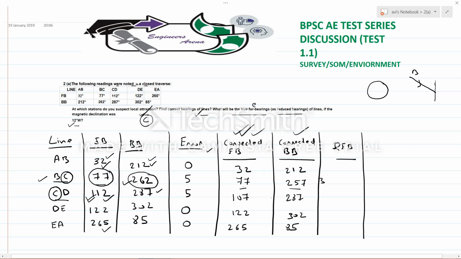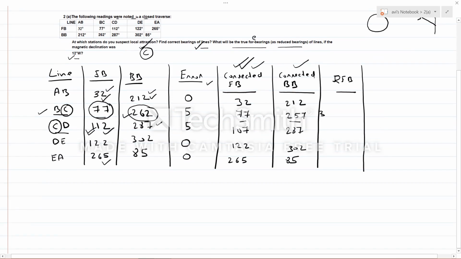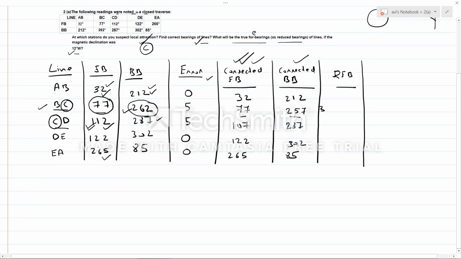What will this be? From whole circle bearing, how do we move to reduced bearing? Let me explain it briefly. For example, I am taking from this only. If the whole circle bearing is 32 degree, what is the reduced bearing? This direction is north, this is east, then that is north 32 degree east. This is the reduced bearing. If it is 77 degree, then it is the same, north 77 degree east. If it is 107 degree, then how is it going to be?